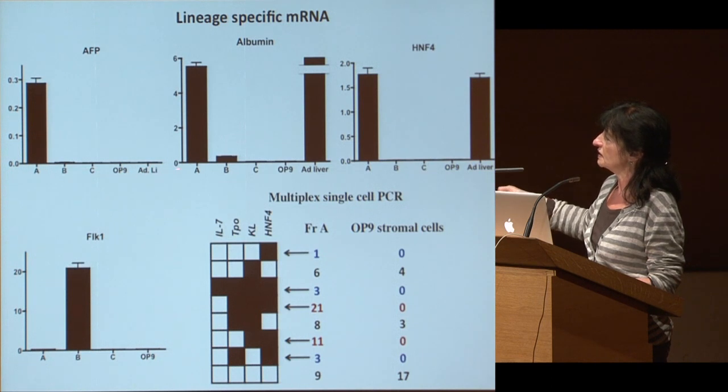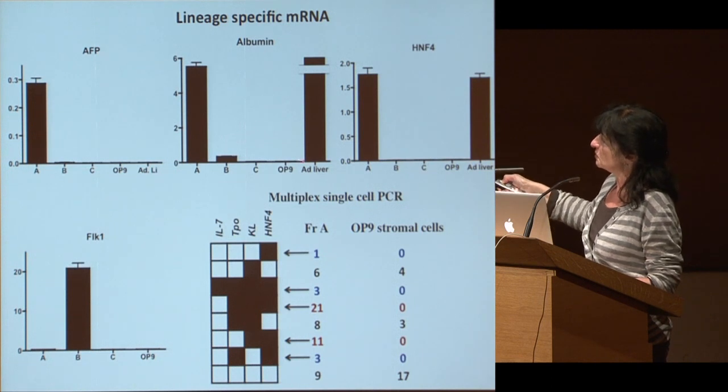This is compared to adult liver cells. They express albumin, of course adult liver a lot more. They express HNF4, more or less the same as adult liver. And of course, they don't express FLIC1.